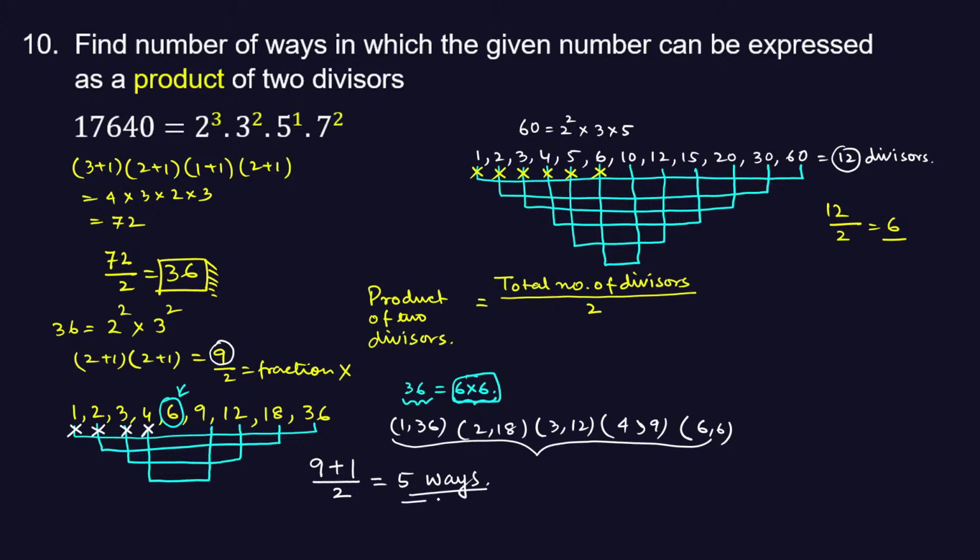Now the question comes, sir, when does this thing occur? This thing occurs when the number, be careful, try to make a note of this. This thing happens only when the number which is given to us, the natural number which is given to us, is a perfect square.